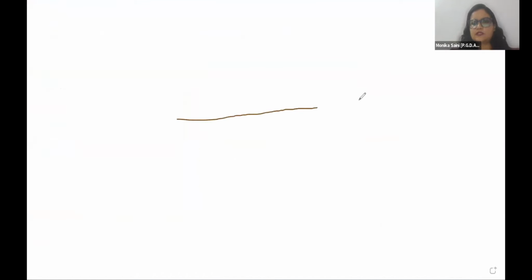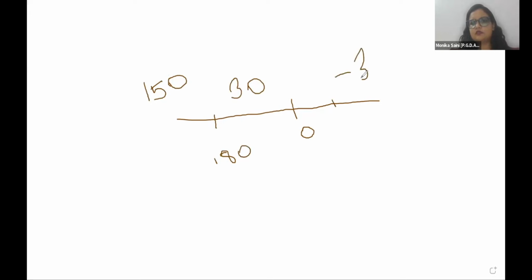So suppose this is the zero date, the date on which the announcement has been made. The time period before this, suppose I am taking a time period of 30 days, and I'm also taking a time period of 150 days after these 30 days. So in total, 180 days. And this is the time period after the event. So this time period of total 180 days is our estimation period.